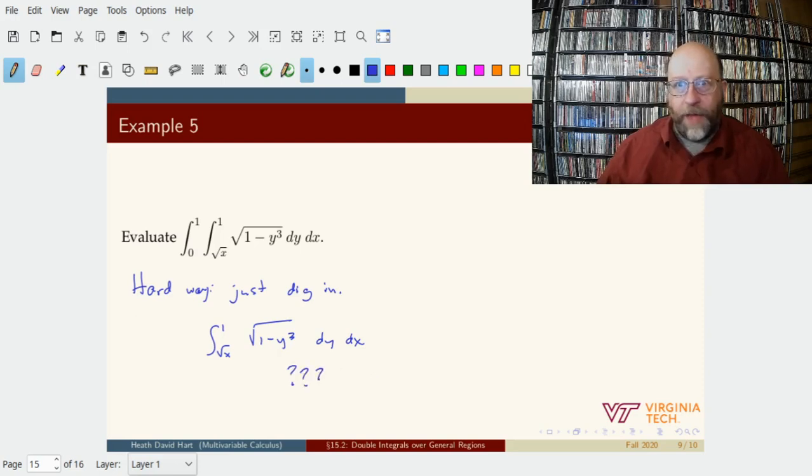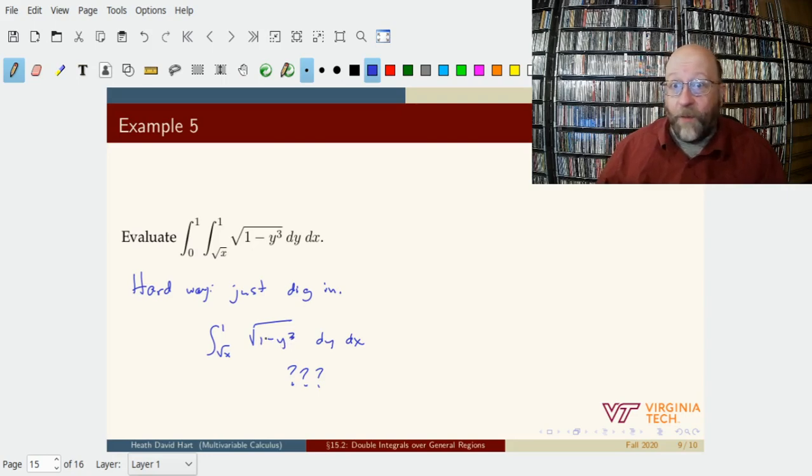Well, how do we do that? We can't do u substitution. If we let u equal 1 minus y cubed, then du would be 3y squared dy. I don't have a y squared out here. I can't factor this easily. It factors into 1 minus y times 1 plus y plus y squared. That doesn't help me very much.